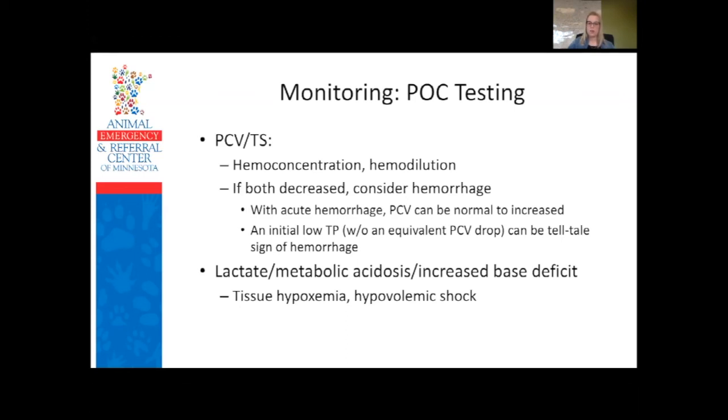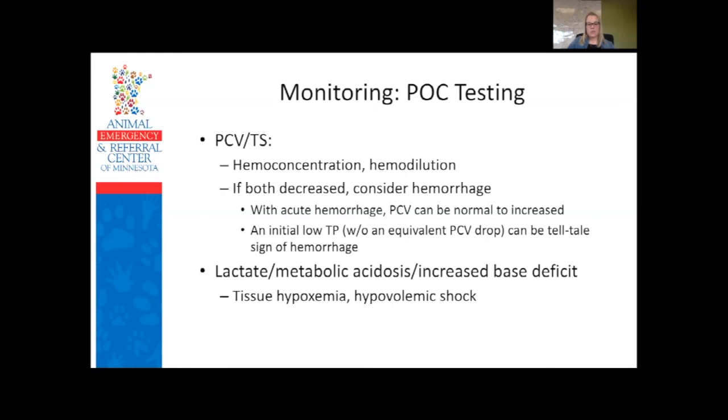With acute hemorrhage, however, your packed cell volume can be normal to even increased, because in response to the sympathetic stimulation induced by the hemorrhage, splenic contraction is going to kick out a transient number of red blood cells and then transiently increase that PCV. So it may not be decreased immediately. An initial low total protein without an equivalent PCV drop could be a telltale sign of hemorrhage, and should tune you into saying, I should pay close attention to this patient moving forwards and make sure we're not seeing that actually turn into a problem.